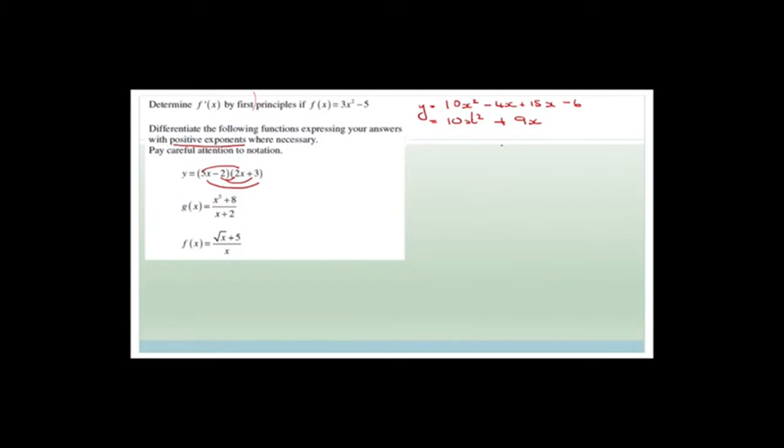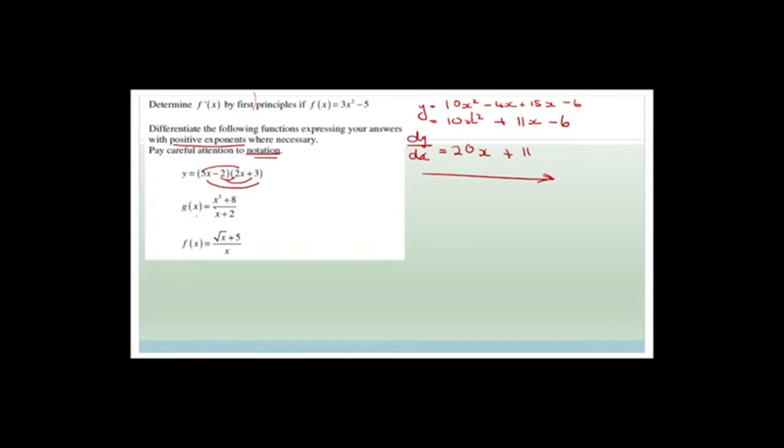Let's try again, it's 11x. Plus 11x minus 6. And now we need to differentiate it, but remember it says be careful of notation. So now you're going to go dy by dx is equal to 20x plus 11. Cha-ching. That's how easy that is.